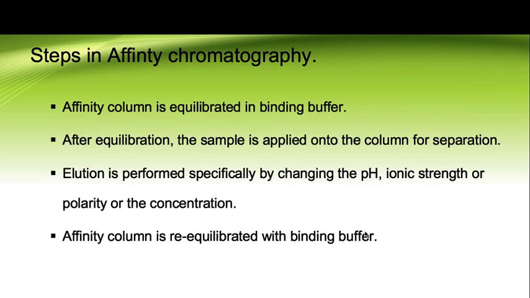Moving on to the steps involved in affinity chromatography, the first step is the column is equilibrated with the binding buffer. After equilibration, the sample is applied onto the column for separation. The elution is performed specifically by changing the pH, ionic strength, or the polarity or the concentration. Finally, the affinity column is re-equilibrated with the binding buffer.